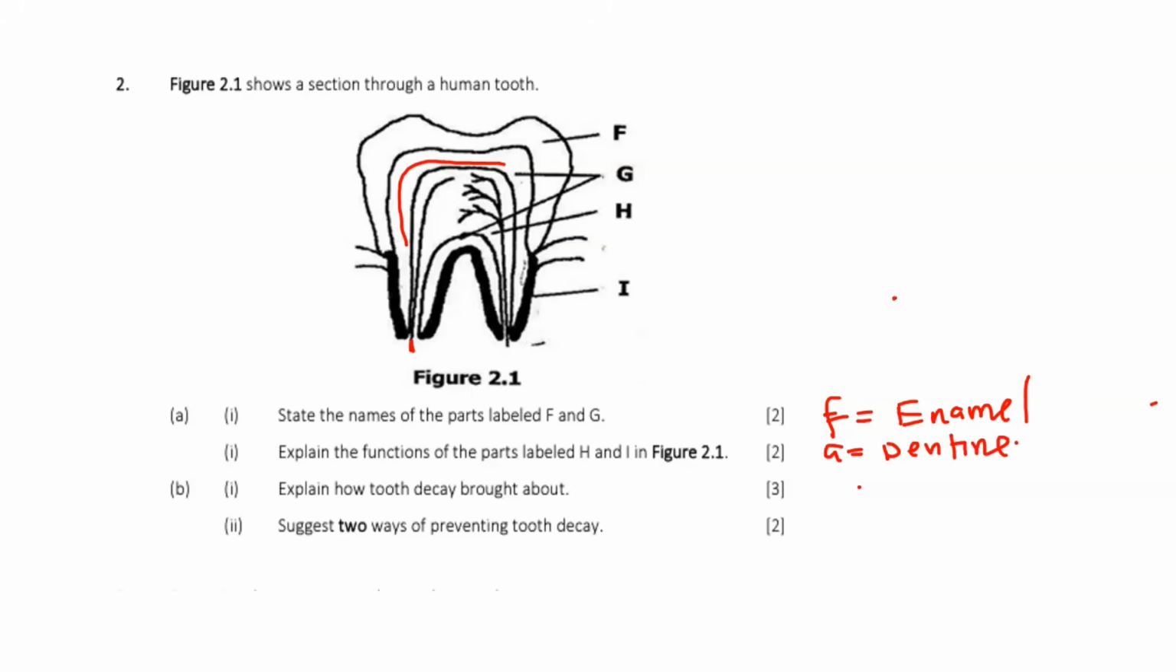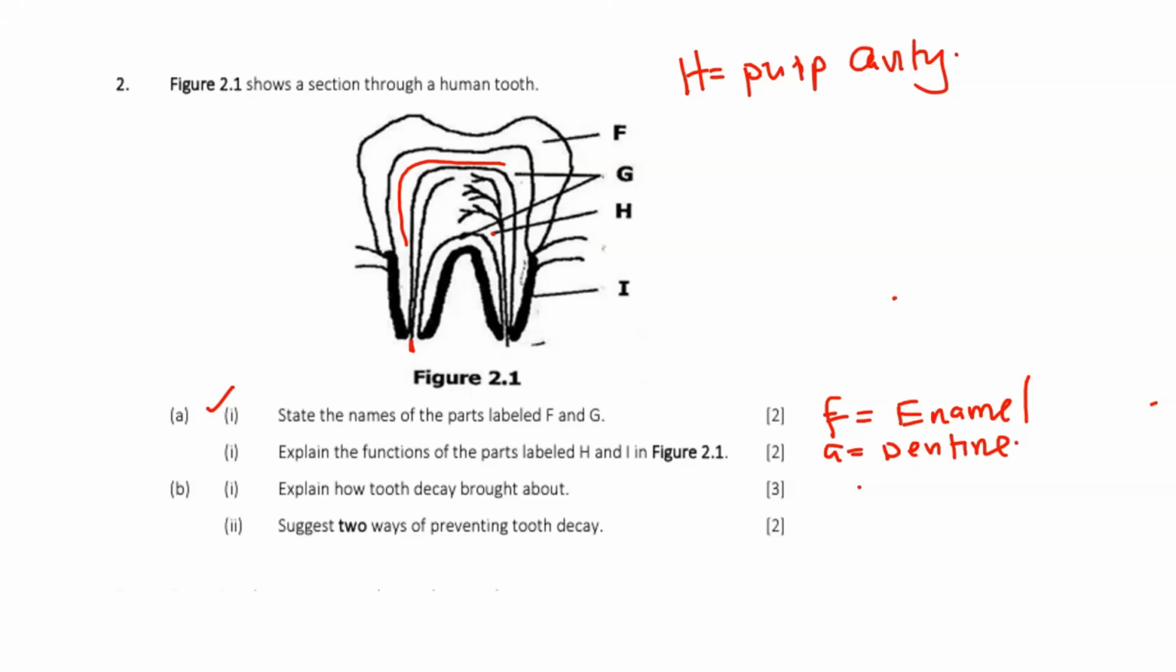Then the second part, explain the functions of the parts labeled H and I. Before we give the function, I think we need to know the part. What is the part H? If you look at it, it is pointing here, the space. So this is called the pulp cavity.